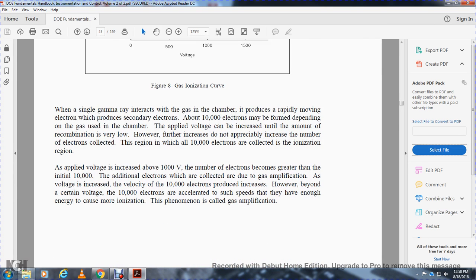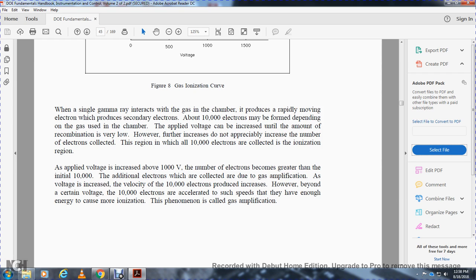A single gamma ray that interacts with the gas in the chamber produces a rapidly moving electron, which produces secondary electrons. About 10,000 electrons may be formed, depending on the gas used in the chamber. As the applied voltage increases, the amount of recombination decreases, and further increases do not appreciably increase the number of electrons collected. The region in which the 10,000 electrons are collected is the ionization region. When the applied voltage is increased to 1,000 volts, the number of electrons becomes greater than the initial 10,000, with additional electrons collected due to gas amplification.